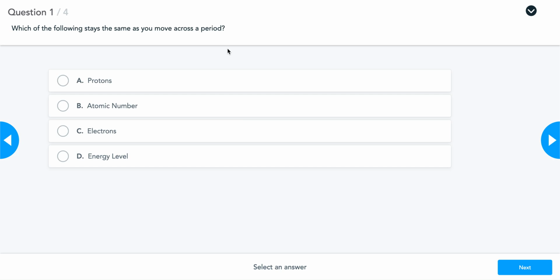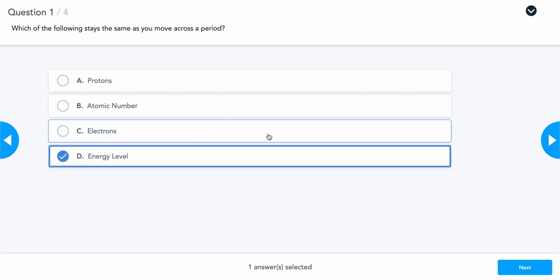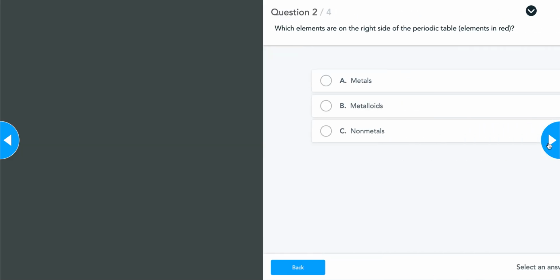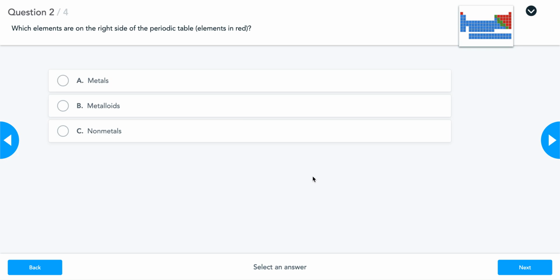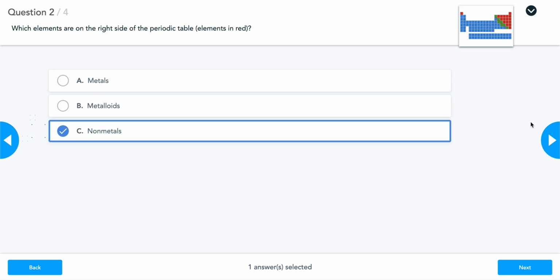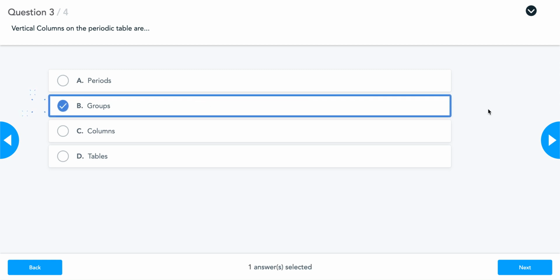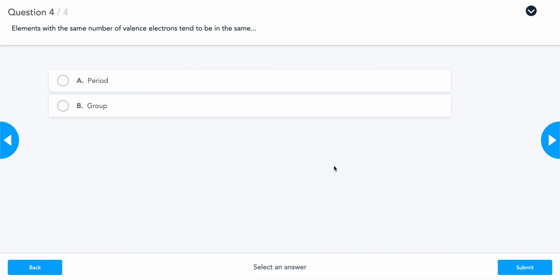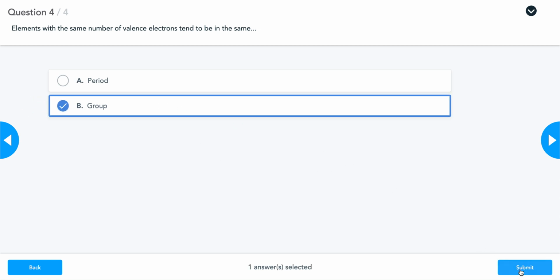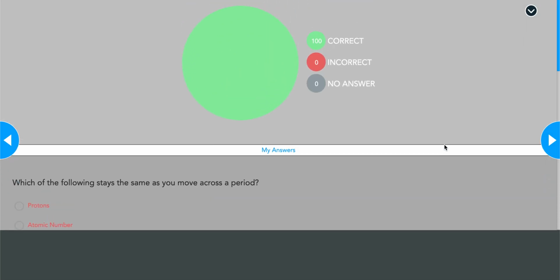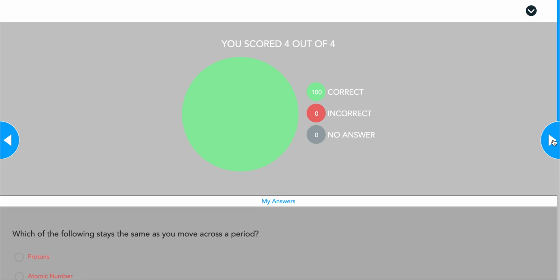Which of the following stays the same as you move across a period? That is going to be energy level. Protons, atomic number, and electrons all increase as you move across a period. Which of the elements are on the right side of the periodic table? Elements in red in this diagram I gave you. On the right-hand side, that is going to be nonmetals. Vertical columns on the periodic table are called groups. And elements with the same number of valence electrons tend to be in the same group or vertical column. So if you answered those 4 questions like that, then you should have gotten 100%.